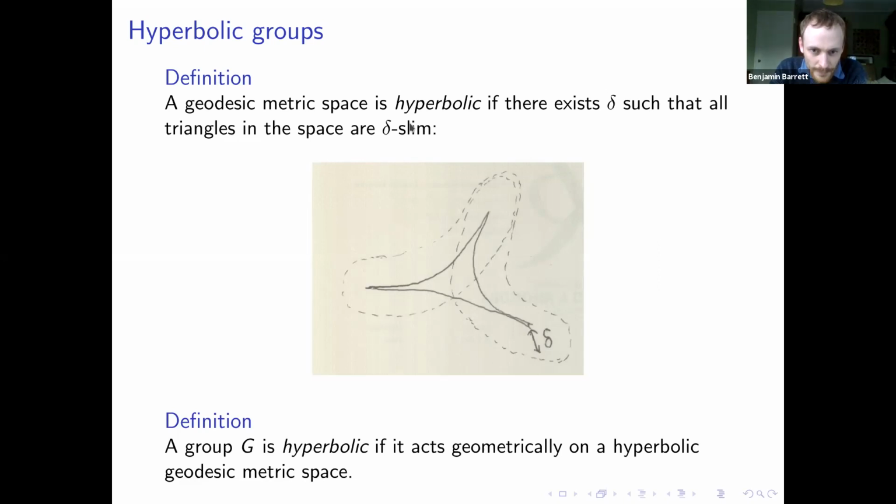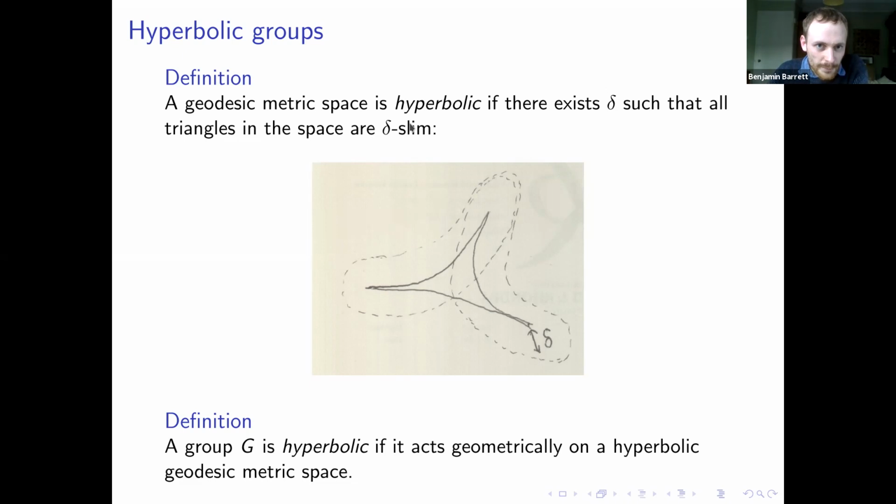And then a group is hyperbolic if it acts geometrically on a hyperbolic geodesic metric space. The sorts of groups you should have in mind here are like finitely presented groups. It turns out that these groups are all finitely presented. So we're not thinking Lie groups or finite groups or anything. We're thinking the groups are going to be infinite discrete objects.